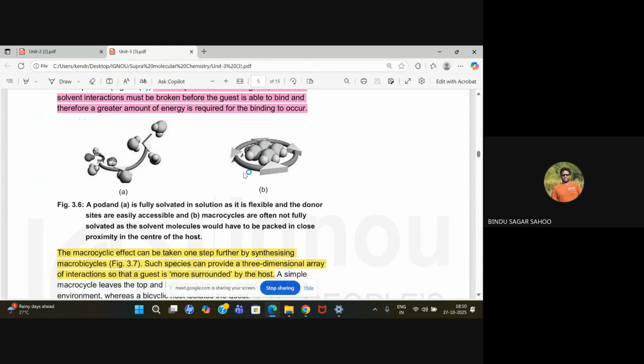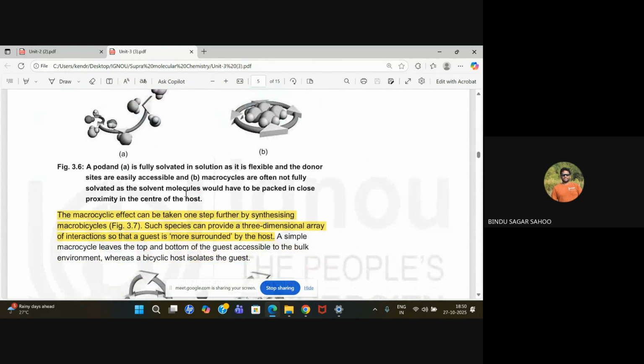Codon is fully solvated and is flexible, and the donor sites are easily accessible. Macrocycles are not fully solvated. Solvent molecules have to pack in close proximity in the center of the host. So the next step is that the macrocyclic effect we can take one step further, to gain some more rigidity inside the macrocyclic ligands.